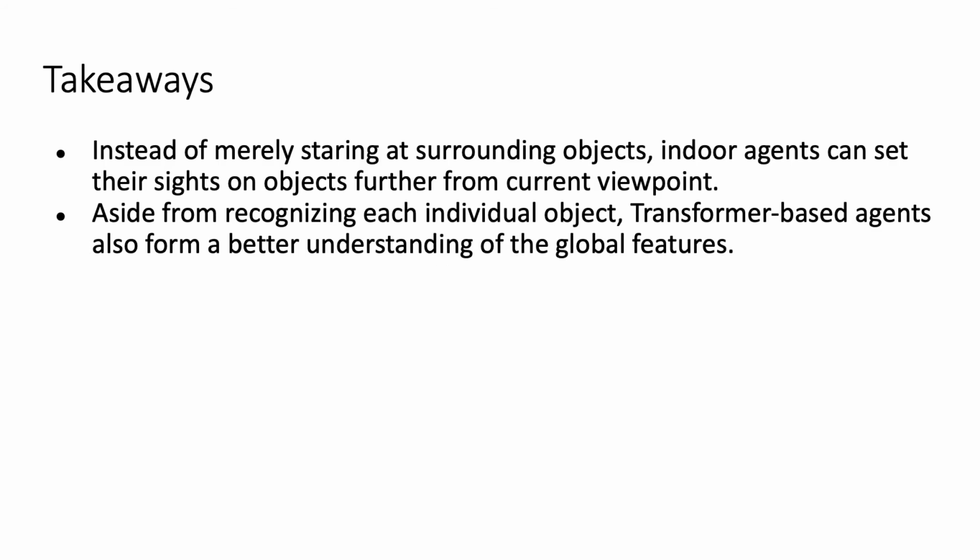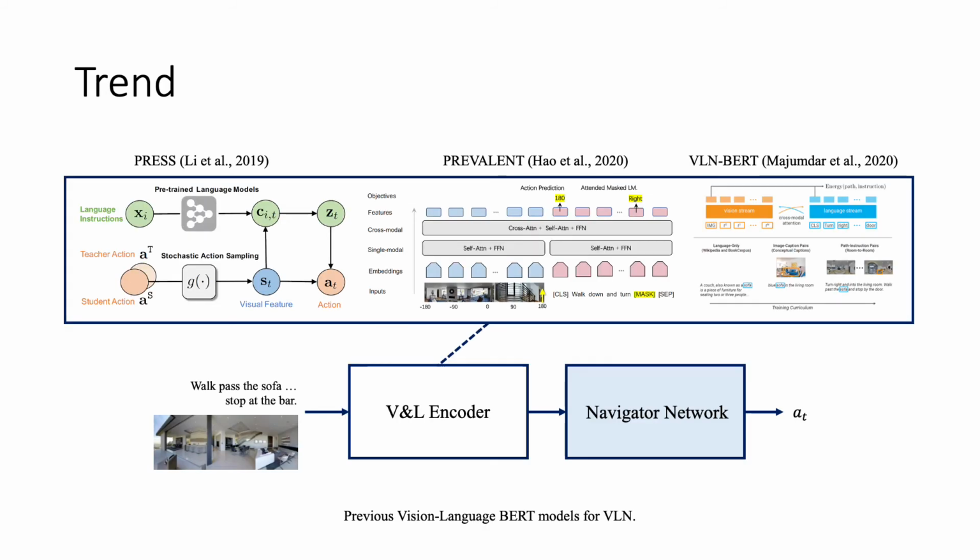So here are the takeaway messages of the experiments we're doing. Instead of merely staring at surrounding objects, indoor agents can set their sights on objects further from current viewpoints. This is unknown before. Aside from recognizing each individual object, transformer-based agents also form a better understanding of the global features. So these findings actually coincide with the trend in VLN, that is using transformers.